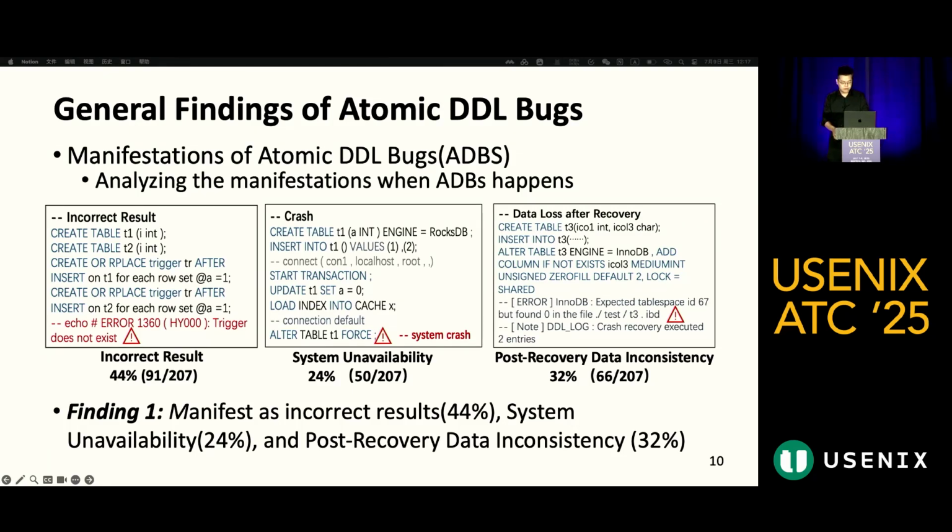First, for the manifestations of atomic DDL bugs, among the studied bugs, we find that about 44% of them manifest as incorrect results, about 32% manifest as post-recovery data inconsistency, and about 24% manifest as system unavailability.